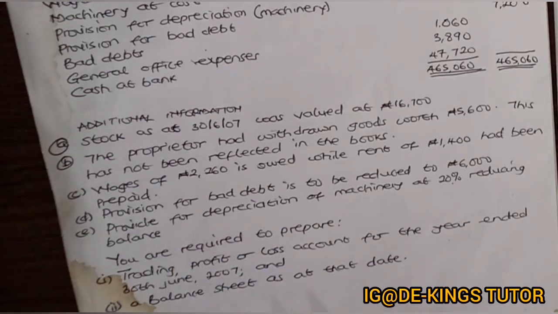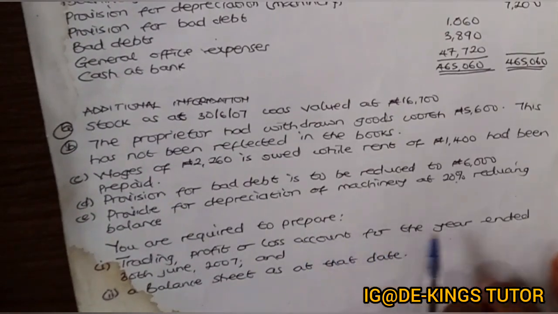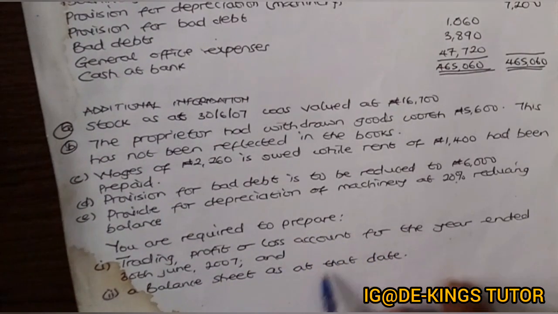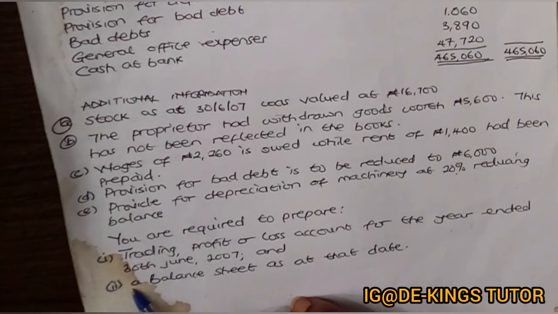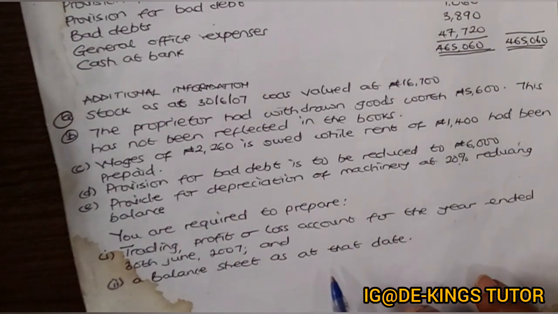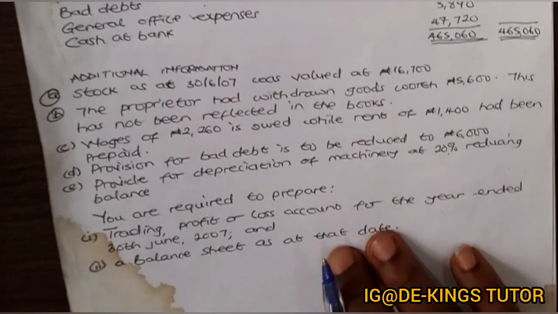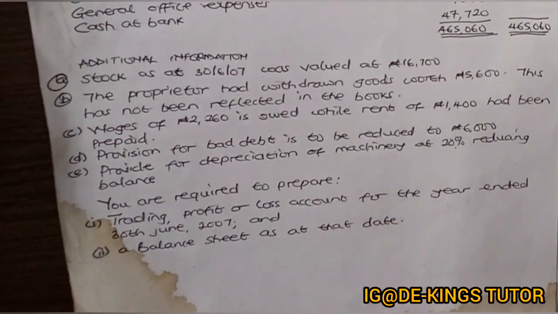You are required to prepare: I. Trading profit or loss account for the year ended 30th June 2007, and II. A balance sheet as at that date. Okay? A balance sheet as at that date. So let's prepare this question.